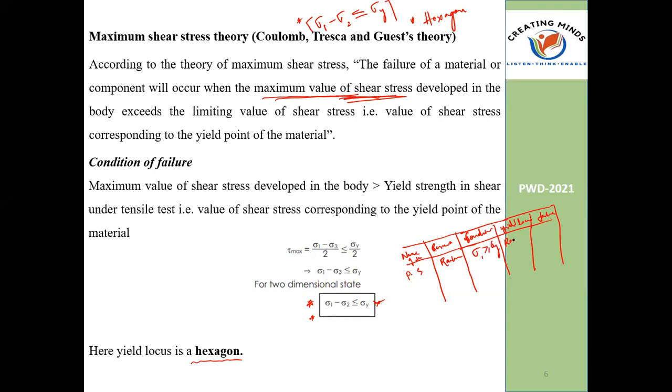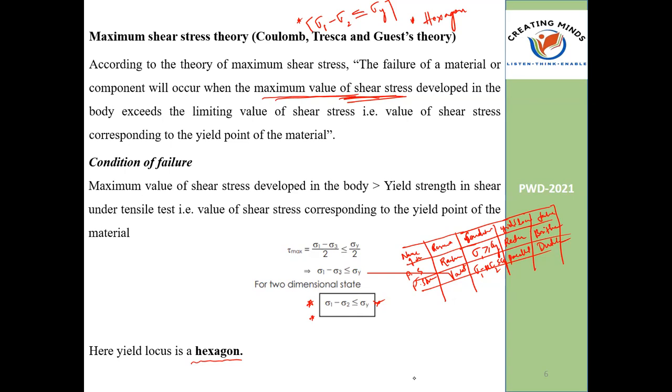Yield locus rectangle. It's applicable for brittle material. Understood? Next, principal strain. This is called Saint Venant's. Here you are getting sigma 1 minus mu times of sigma 2, which is less than or equal to sigma y. Here yield locus is parallelogram. Here it is applicable for ductile material. So if you make notes like this and remember them, whatever match the following comes, you can do it comfortably.